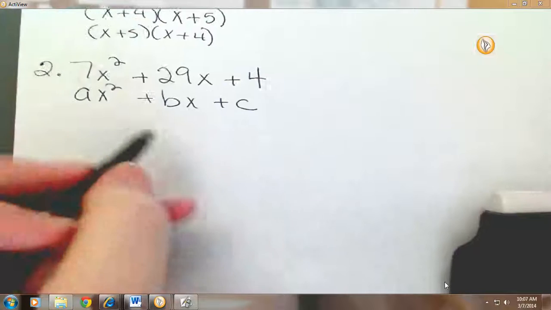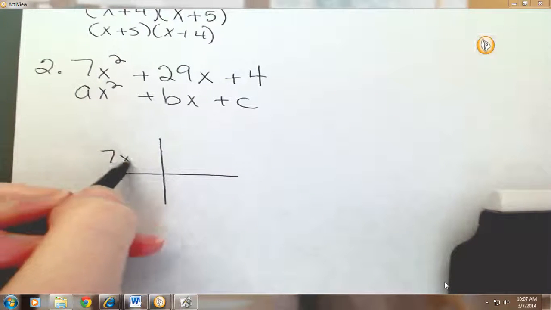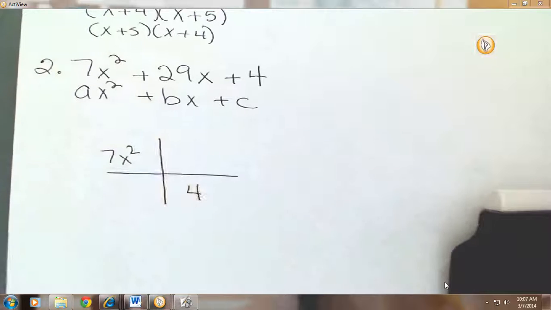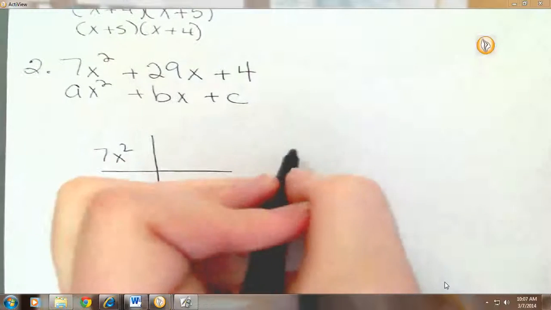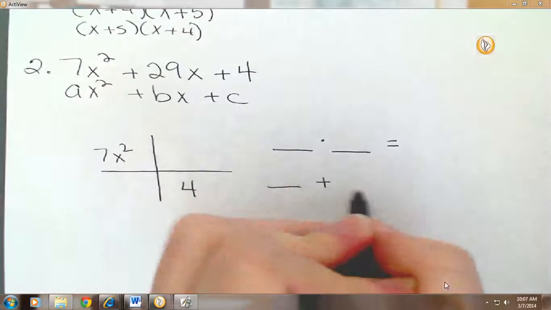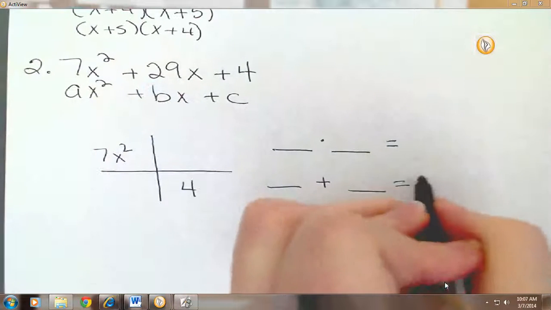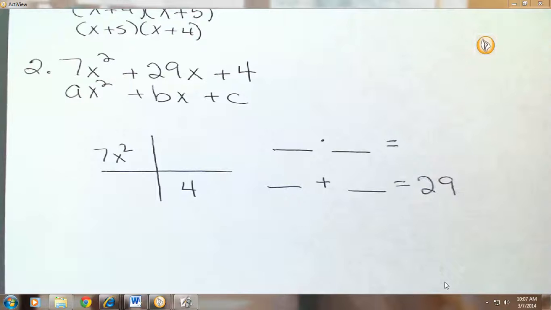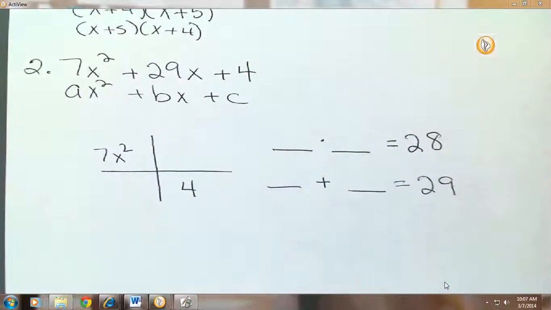We're going to initially set up our box the exact same way. We're still going to have 7x squared in the top. We're going to have 4 in the bottom right. Nothing's changed, has it? What is going to be different is what we are trying to get these two numbers to multiply to. They're still going to add to that middle number, 29. But they are going to multiply to 28. Where did I get 28? 7 times 4.